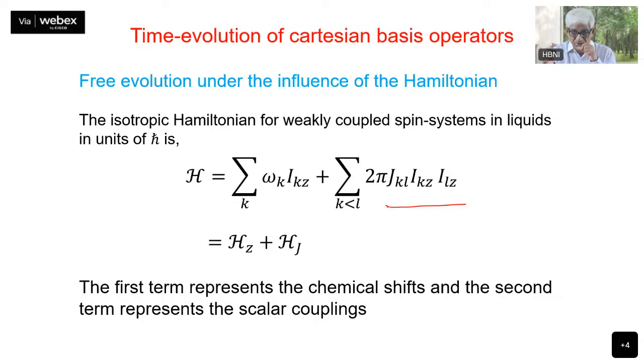For the weakly coupled Hamiltonian, the coupling part is approximated as 2π J_KL I_KZ I_LZ. The first one is the chemical shift Hamiltonian, that is the Zeeman splitting. So you have the Zeeman splitting here and the coupling part here. These are the two parts of the Hamiltonian. The first term represents the chemical shifts and the second term represents the scalar couplings. So we need to evaluate the evolutions of the individual basis operators under the influence of the Hamiltonian.